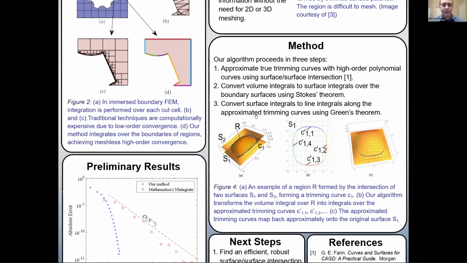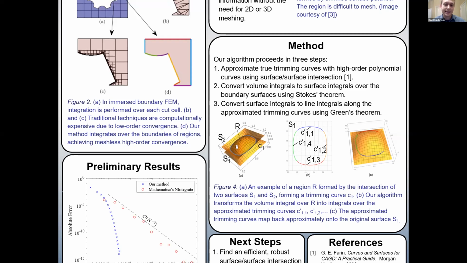Now I'll give a brief introduction to the method, and you can see the short paper in the poster proceedings for more details. Basically there are three steps to our proposed algorithm, and I'll demonstrate this on this region down here, R. We're trying to integrate some three-dimensional function over the region R formed by the intersection of these two surfaces. The first step is to approximate the true trimming curves with high order polynomial curves. Those are these C primes.